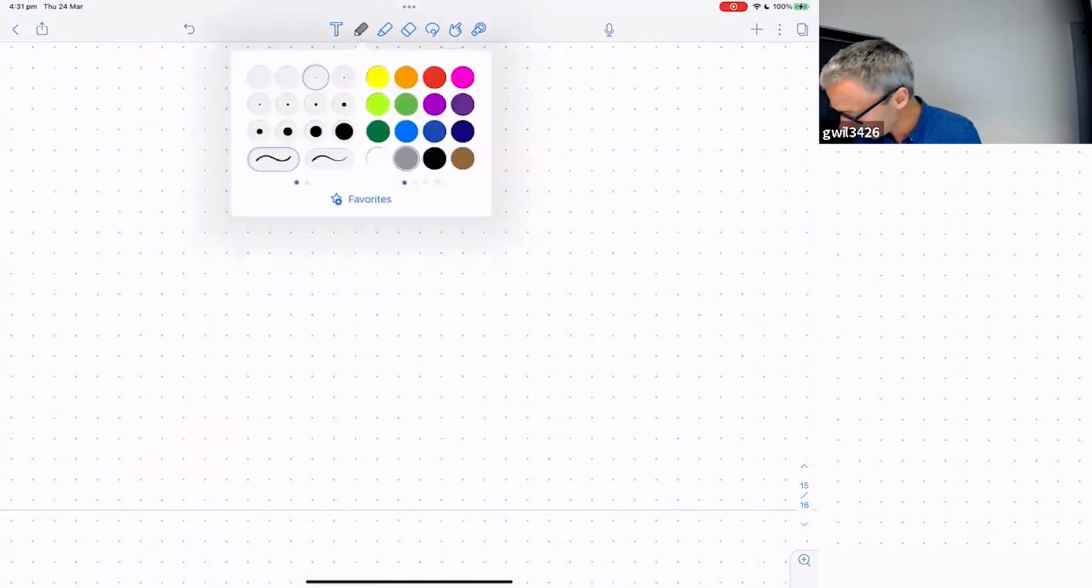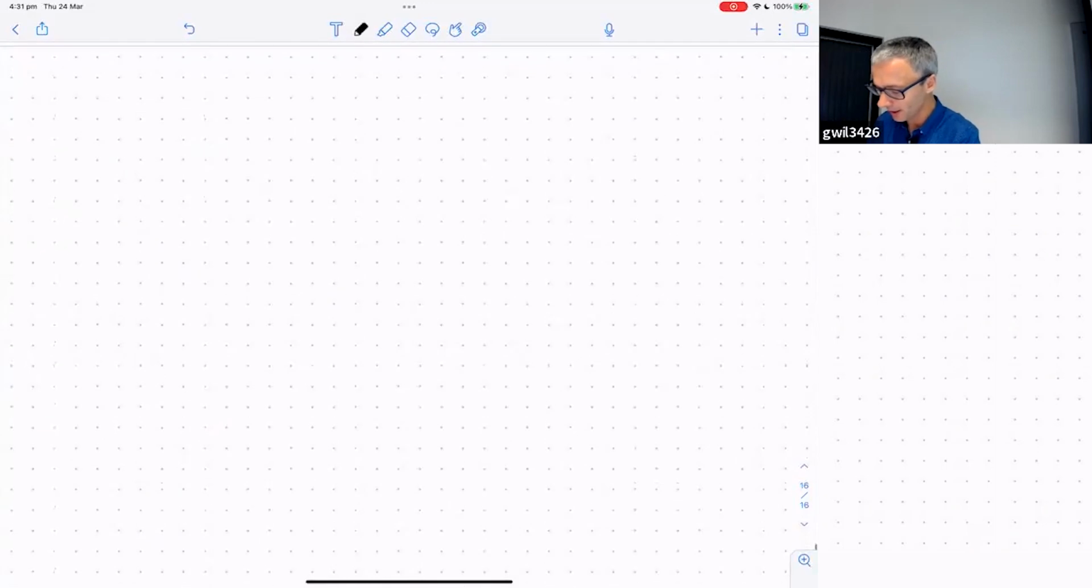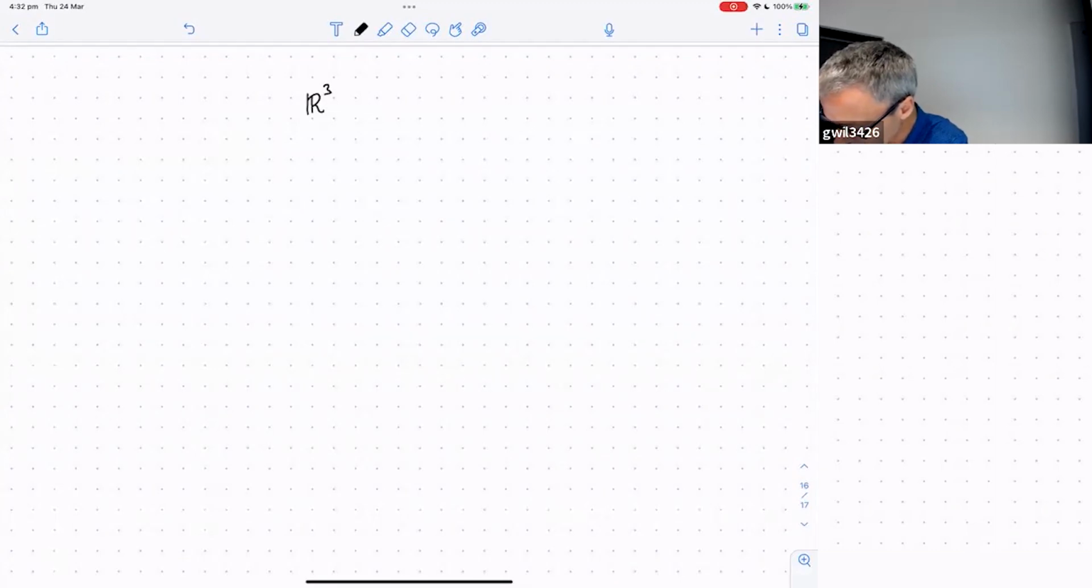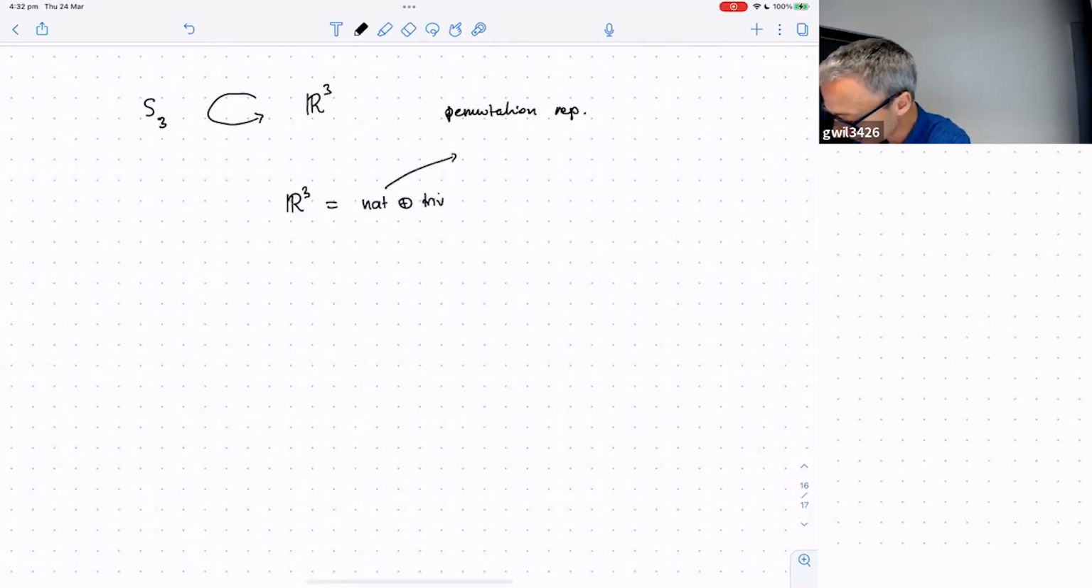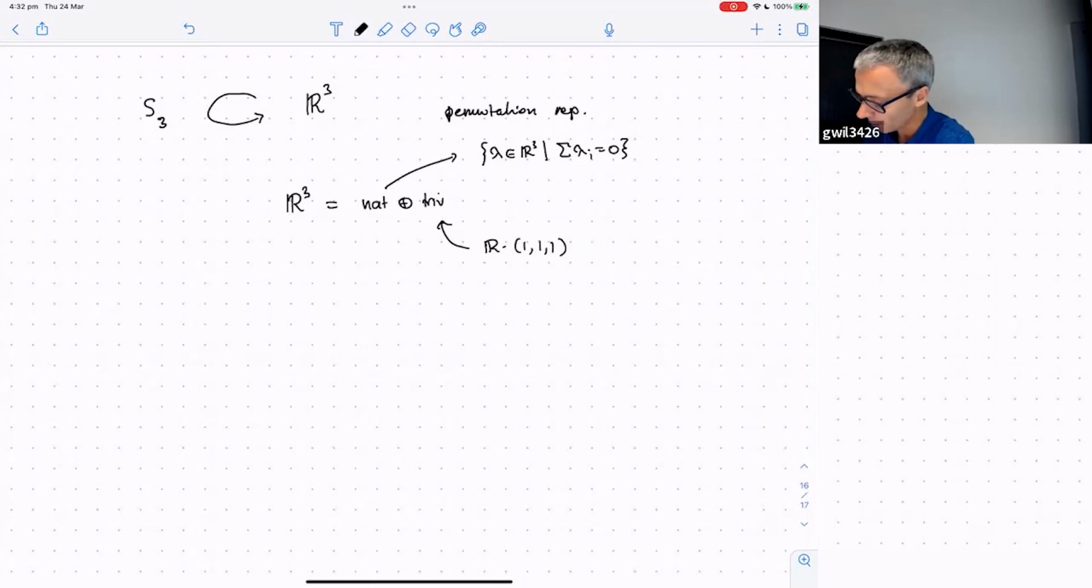I think this is super beautiful and I'll just explain it briefly. So let's just consider the following silly example. So we're looking at S3 acting on R3, a permutation representation. Now, we know that R3 decomposes canonically as nat plus triv. And nat is the set of vectors in R3 such that the sum of the lambda_i is zero, and triv is the set of R times (1, 1, 1). And this decomposition is completely canonical.